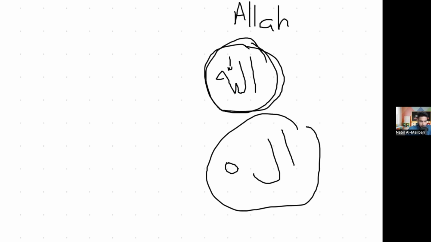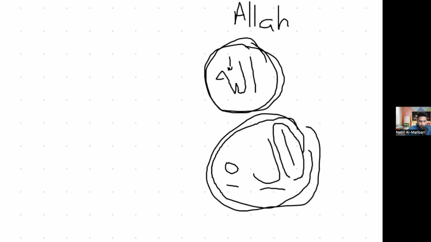But if I ask you what's the meaning of these letters independently, you might be confused. You might be like, wait, what? I don't know. There's no meaning for alif. There's no meaning for lam. There's no meaning for ha, right? Well, actually, in the Arabic language, there is a meaning ascribed to these letters.